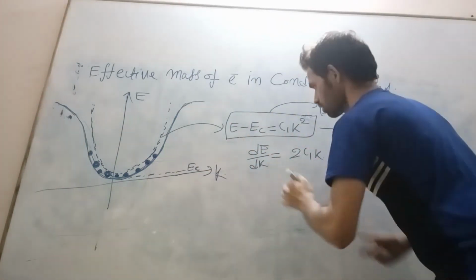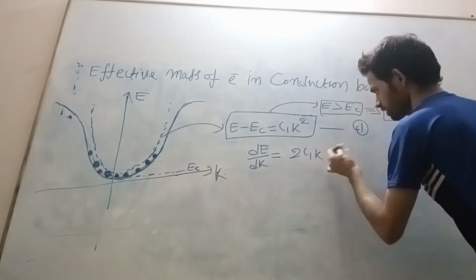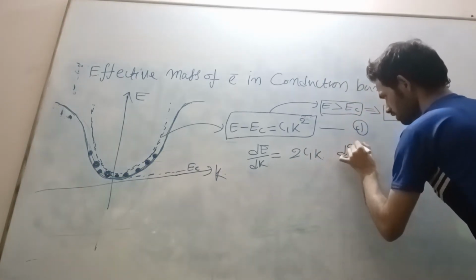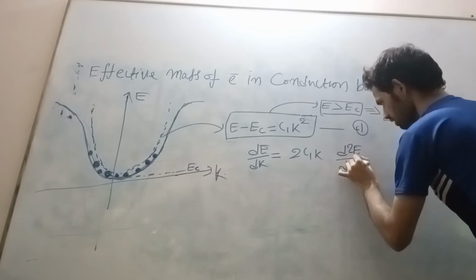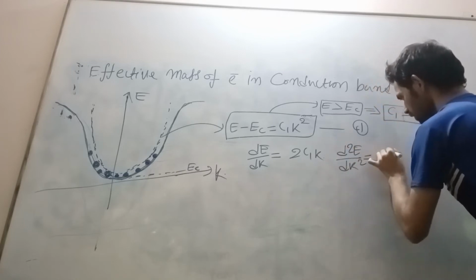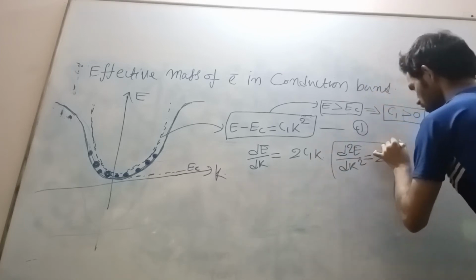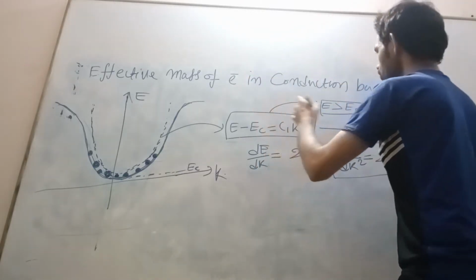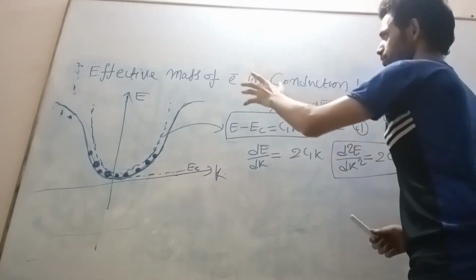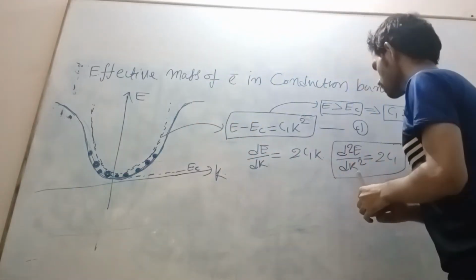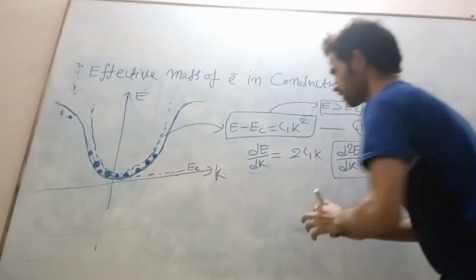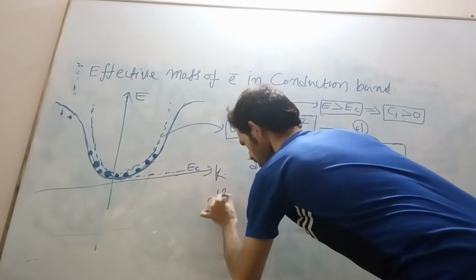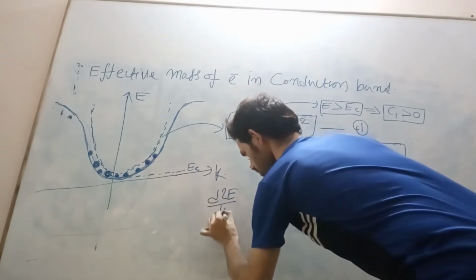C1 is positive. Now differentiate this a second time. What will you get? d²E/dk² is equal to 2C1. So now see here, as we know from the previous analysis of the energy versus k diagram for a free particle, what did we get there? d²E/dk².